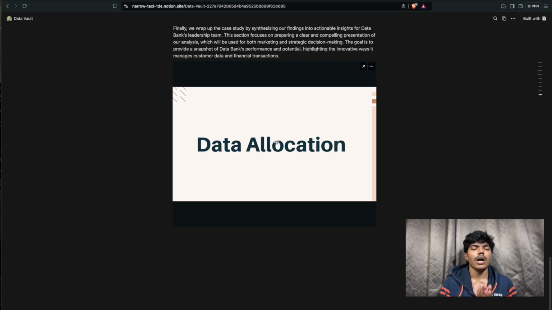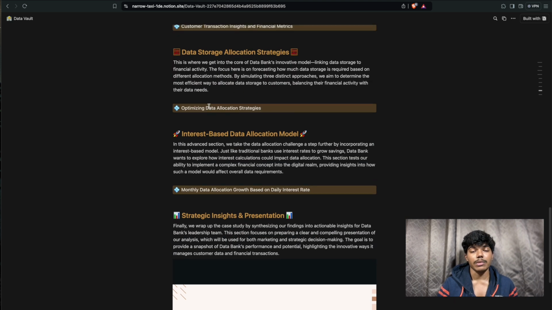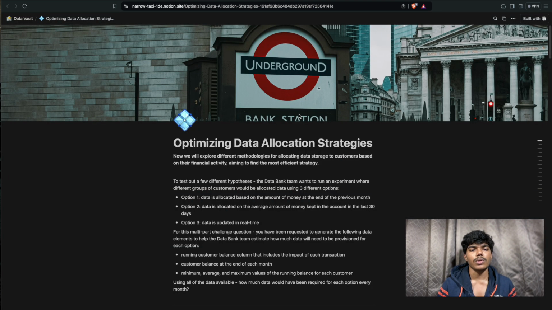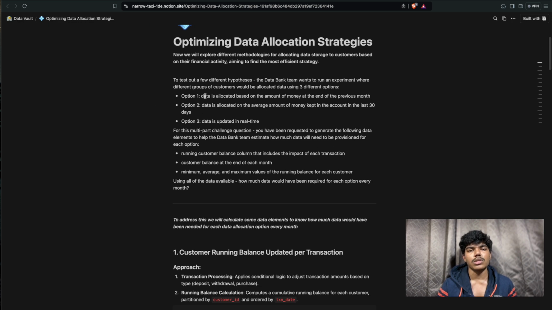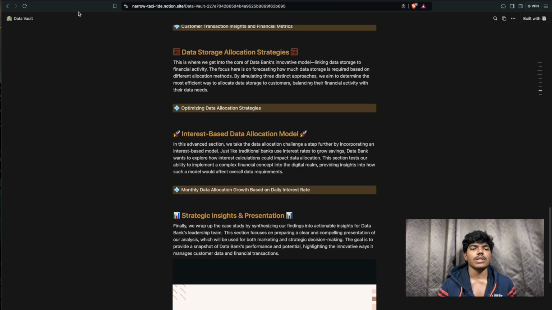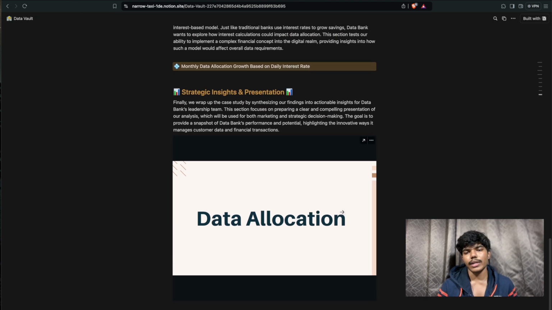Then we had the hypothesis testing in this particular project, which is this one: optimizing the data allocation strategies. We have three different hypotheses. One is that the data is allocated based on the amount of money at the end of the previous month. Second is that the data is allocated on the average amount of money kept in the account in the last 30 days. And the third hypothesis to check is that the data is updated in real time. In all these cases, we have to find which is the best possible case.